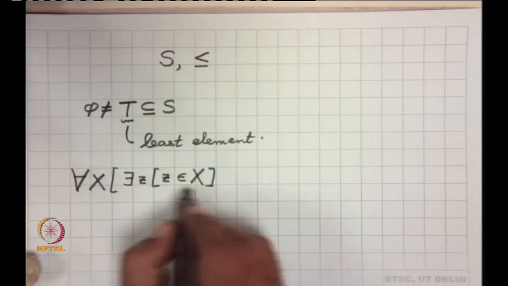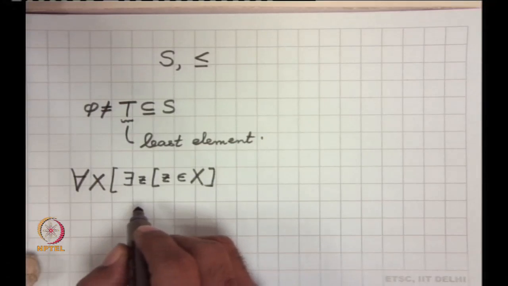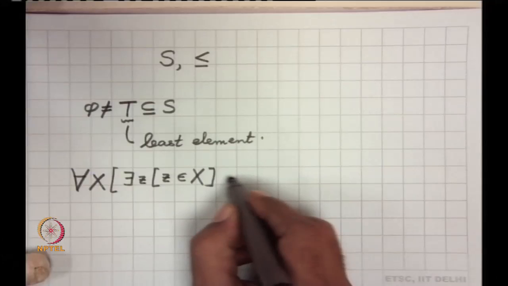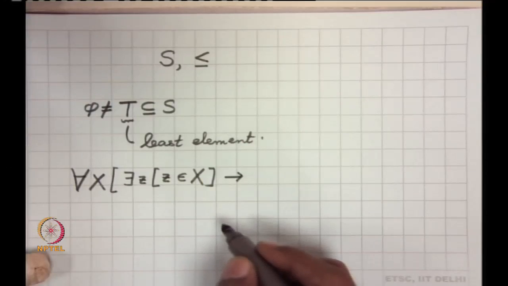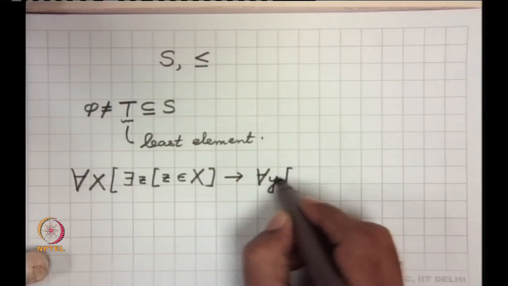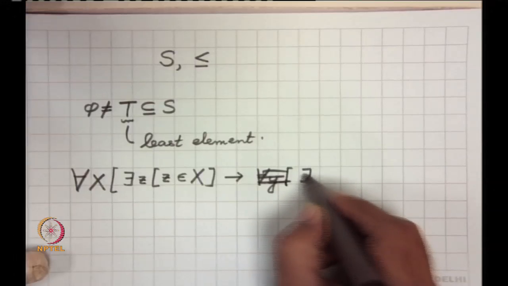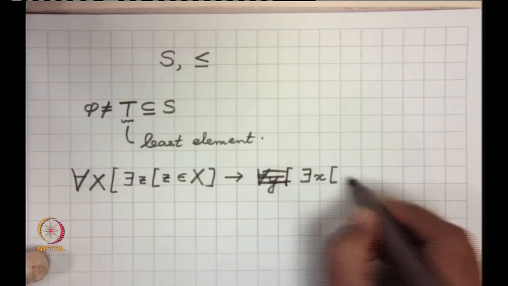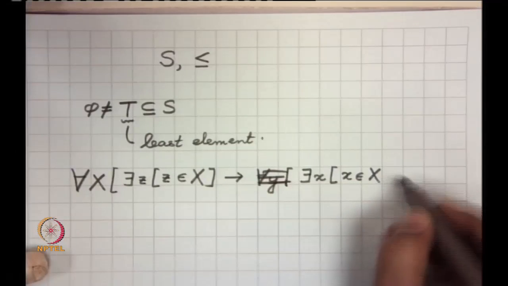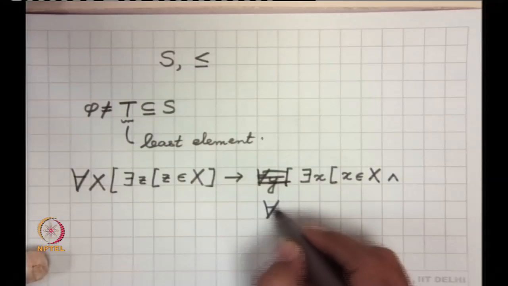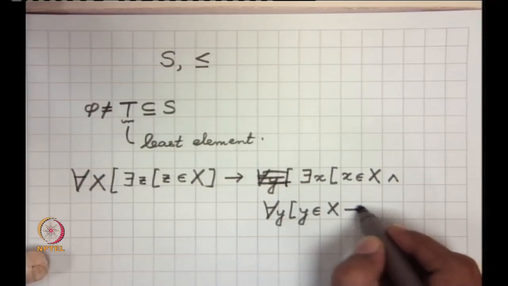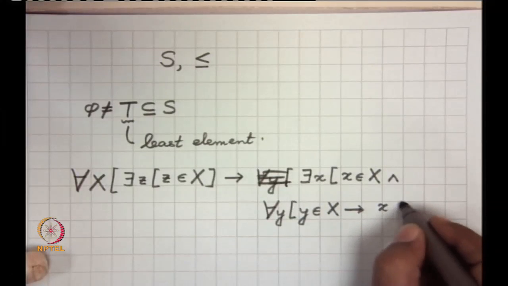So, this indicates that X is a non-empty set for all X such that there exists a z such that z belongs to S. This indicates that for all Y, there exists an x, this is a small x, such that x belongs to X, and for all y such that y belongs to X, we have that x is less than or equal to y.